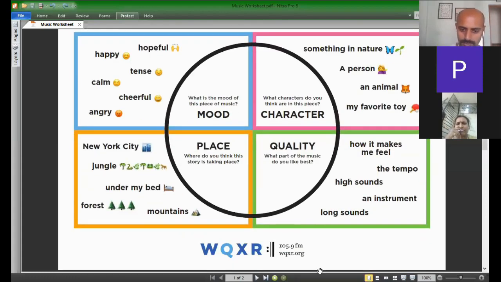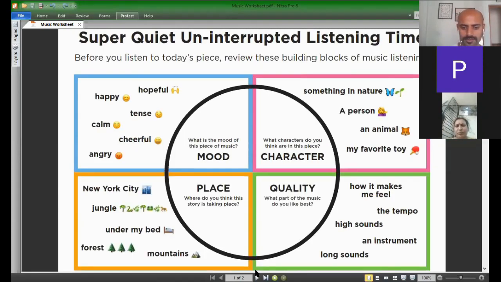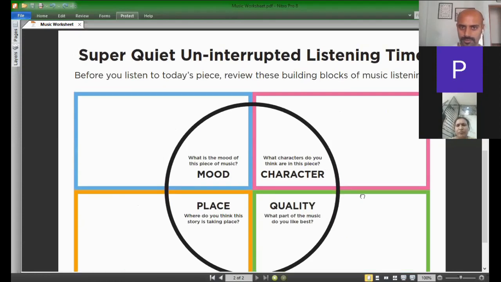So this is just an example. It's from a site called wqxr.org. So this is what a filled one looks like for younger children, and this is what an empty one looks like.